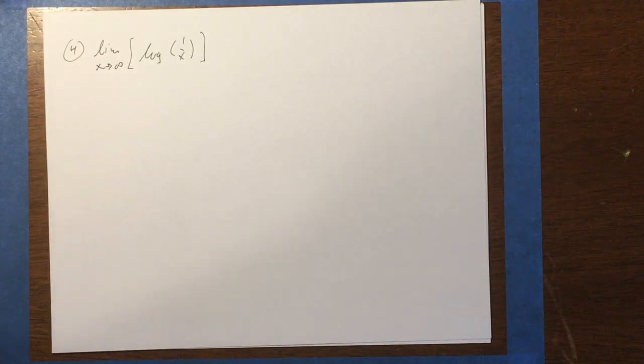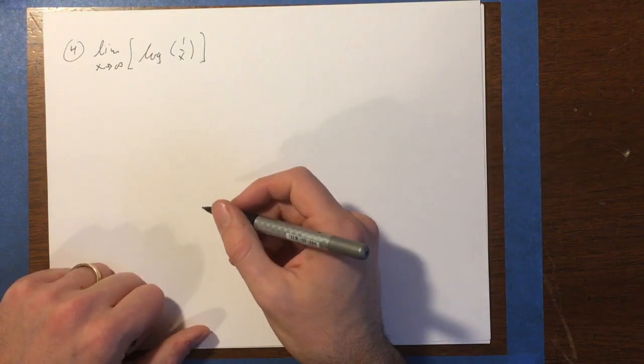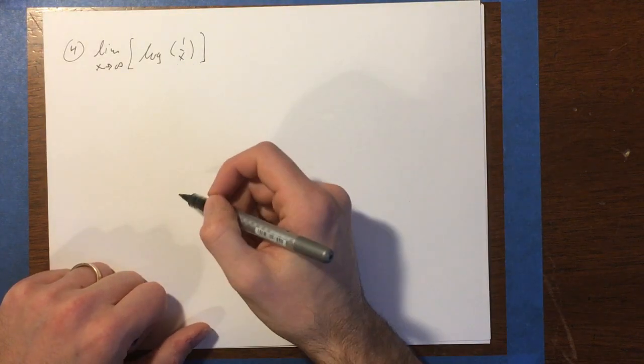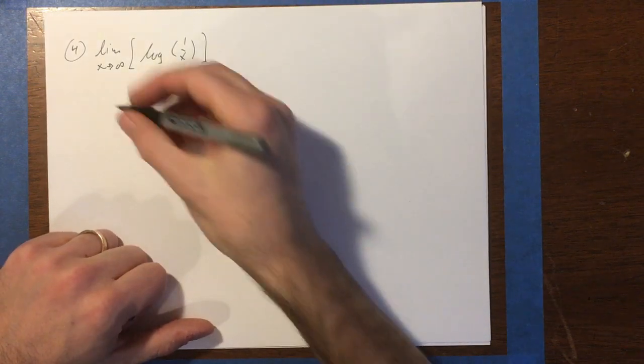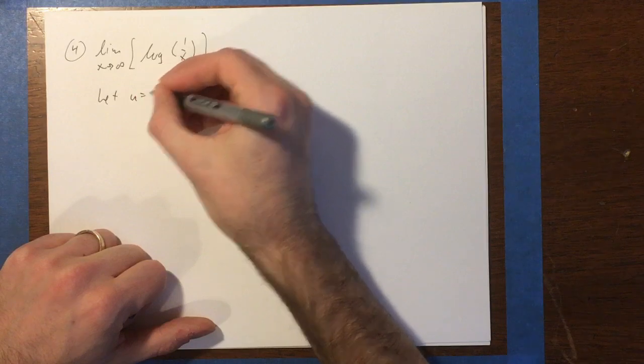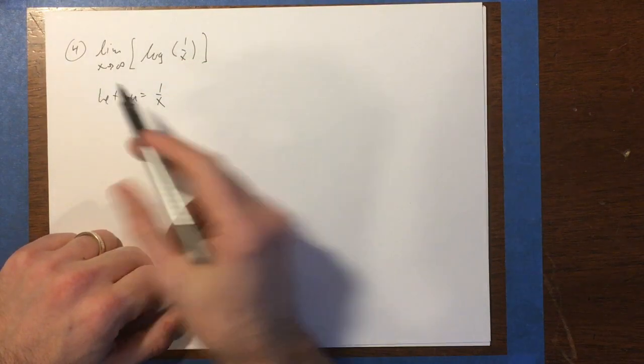All right, we're going to look at one more example of a limit at infinity. This will be the limit as x approaches infinity of log of 1 over x. Well, again, composition of functions. So let's examine what's going on. Let's let u equal that 1 over x on the inside there. Let's figure out what that is doing as x approaches infinity.